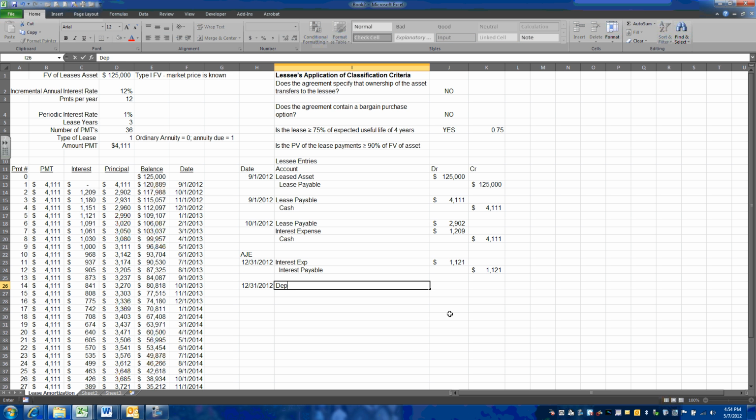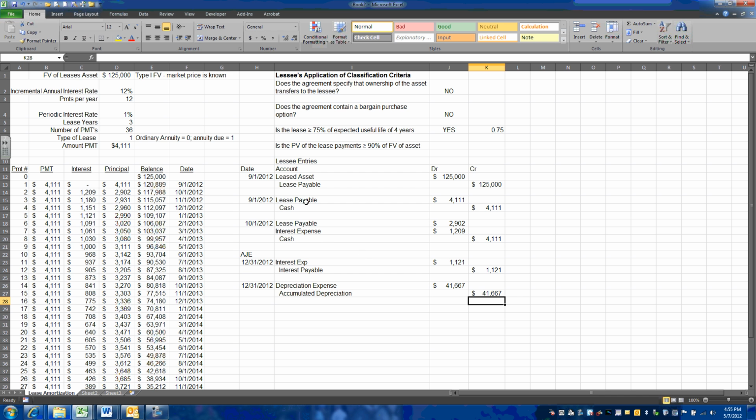So our depreciation expense is going to be equal to the fair value of the lease asset divided by the lease term of 3 years. So we will depreciate $41,667. The other side of the depreciation expense is going to be accumulated depreciation for an equal amount.